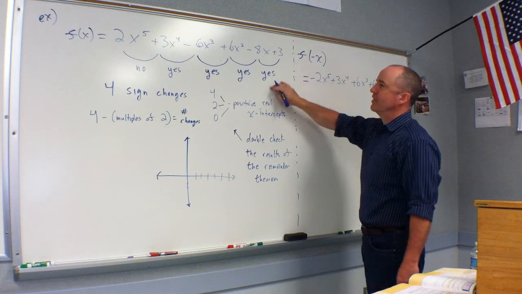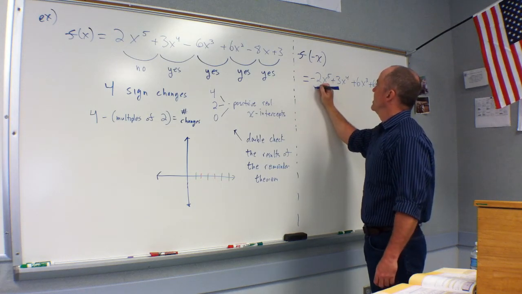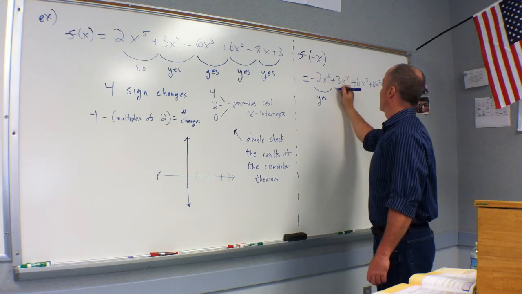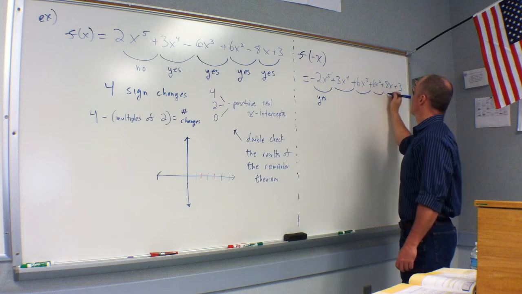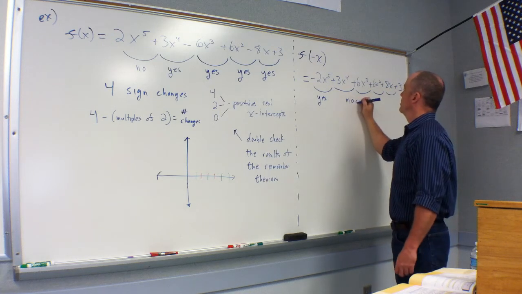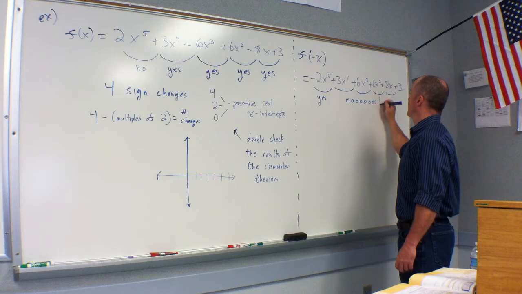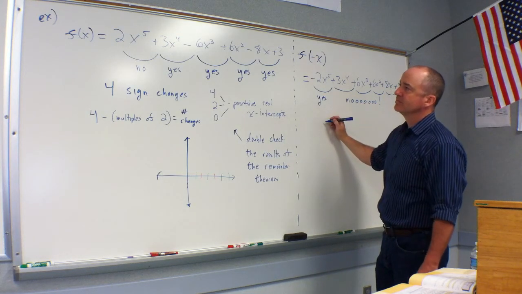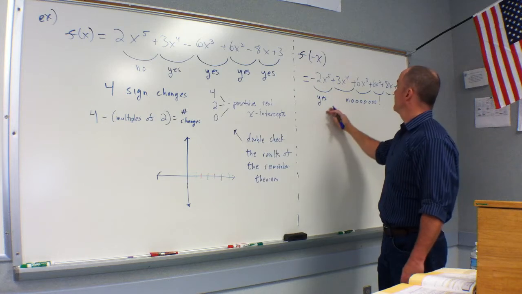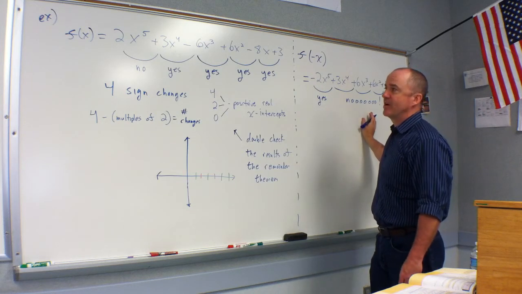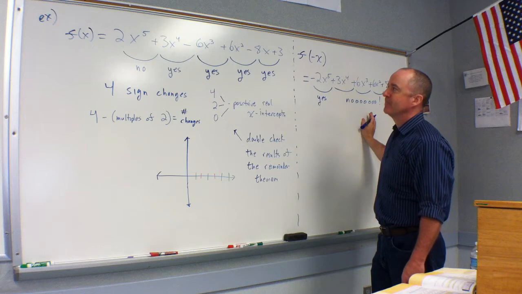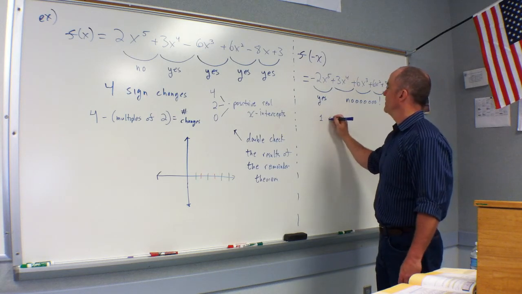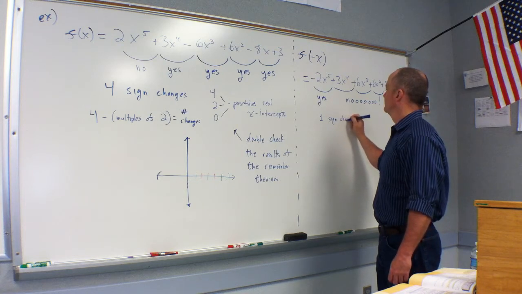Okay, now I have to do this process again. Negative to positive, is that a change? Yes. The rest of them are no. Positive to positive, positive to positive, positive to positive, positive to positive. No more changes. It's the reverse of the original. In this case, the pattern, you won't always get it perfect. Don't count on that every time. So there's no more sign changes, so there is one sign change.